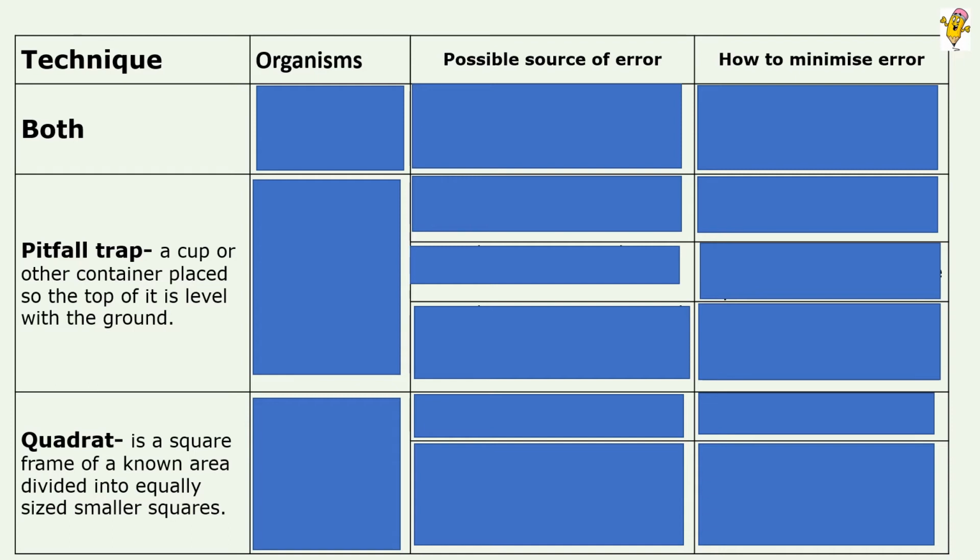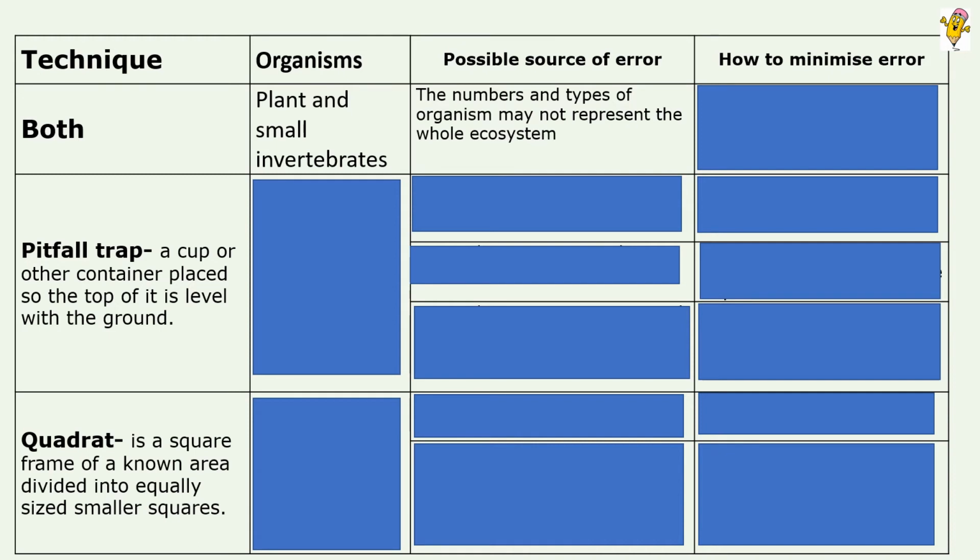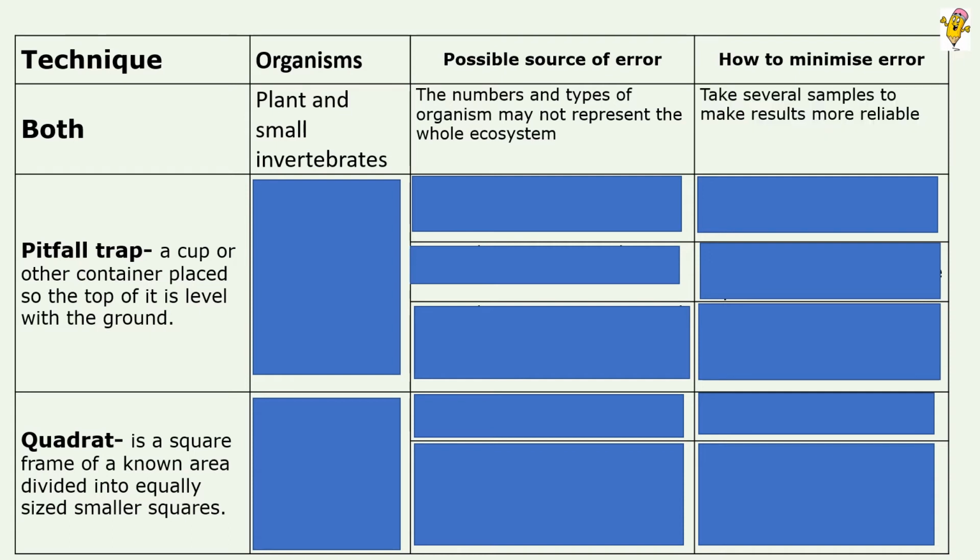So both of them sample plants and small invertebrates. The possible source of error for both of them would be that the numbers and types of organisms may not represent the whole ecosystem. So you might not find some rare organisms in your trap. To minimise that error, you would need to take several samples to make the results more reliable. So repeating the experiment, always making it reliable, is a common question that you get asked in exams.